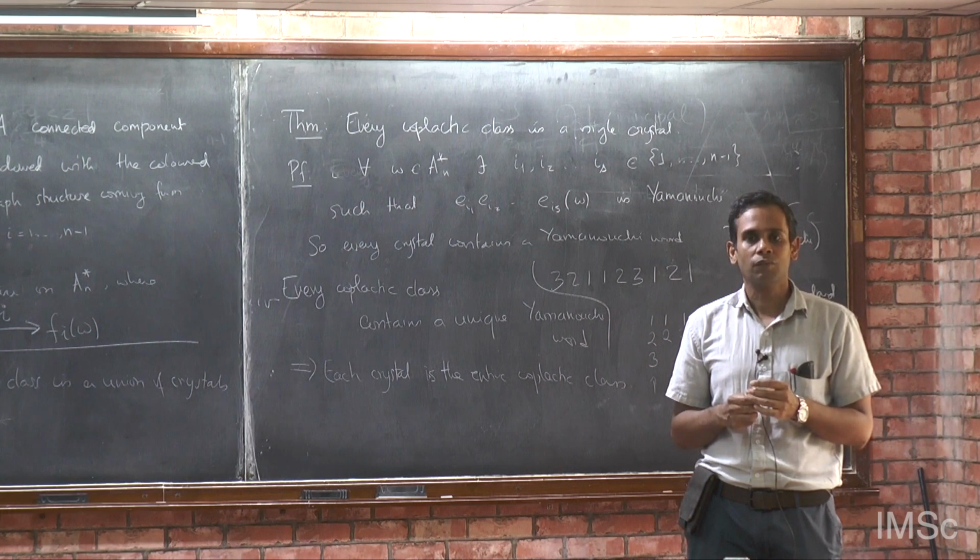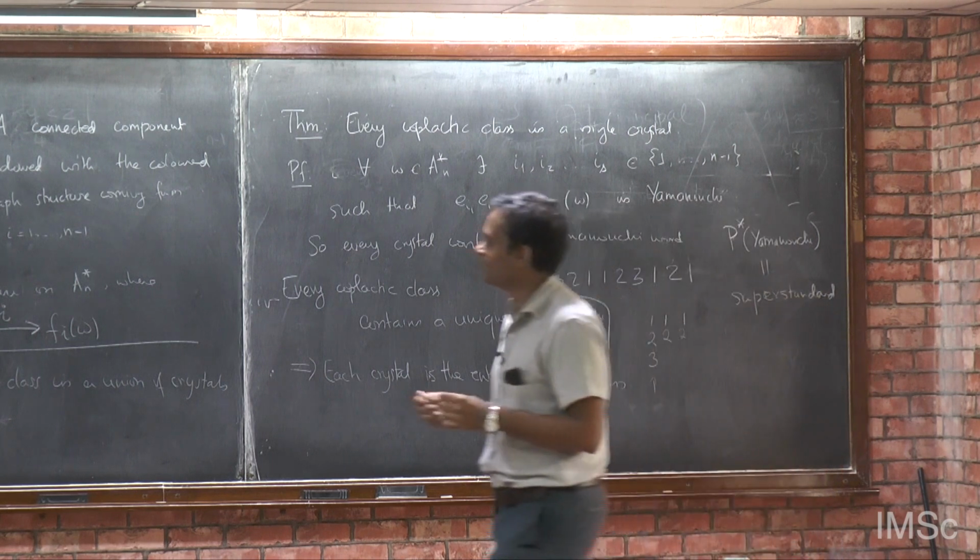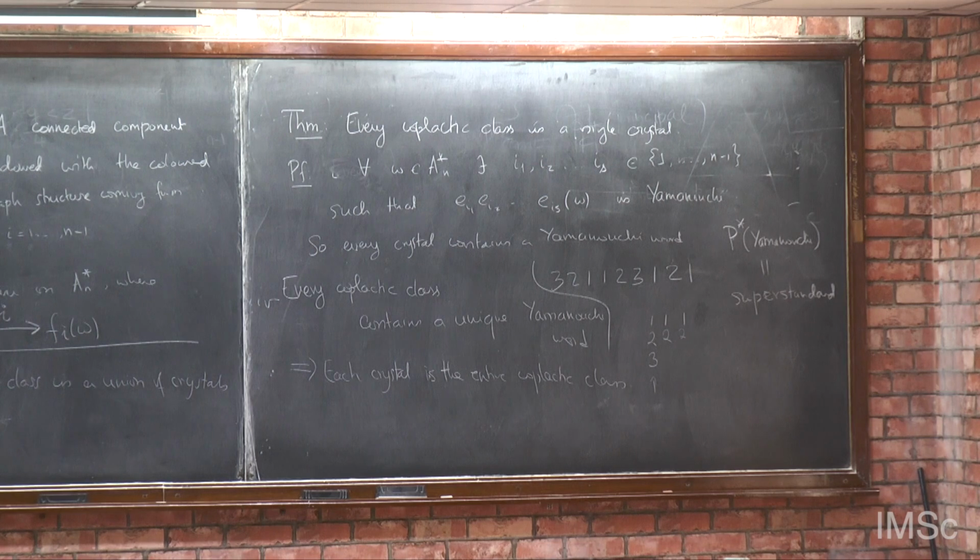So here you've got the superstandard, and this superstandard is the dual insertion tableau of every Yamanouchi word. So the Yamanouchi words are precisely one plactic class, one Knuth equivalence class, they are all Knuth equivalent.